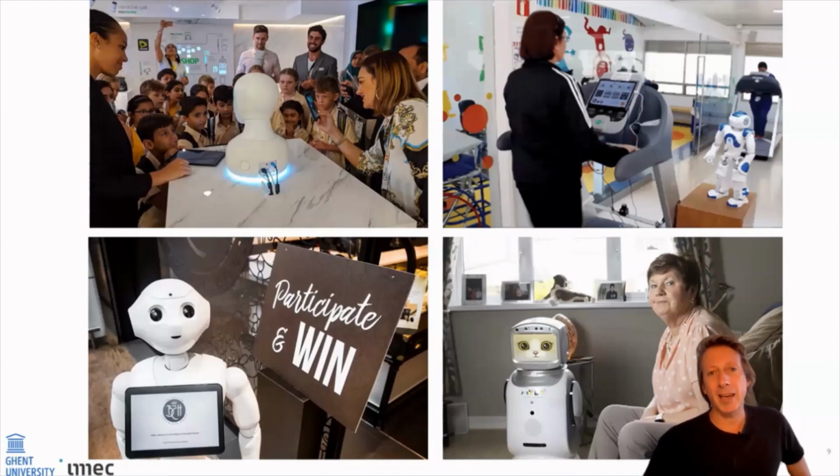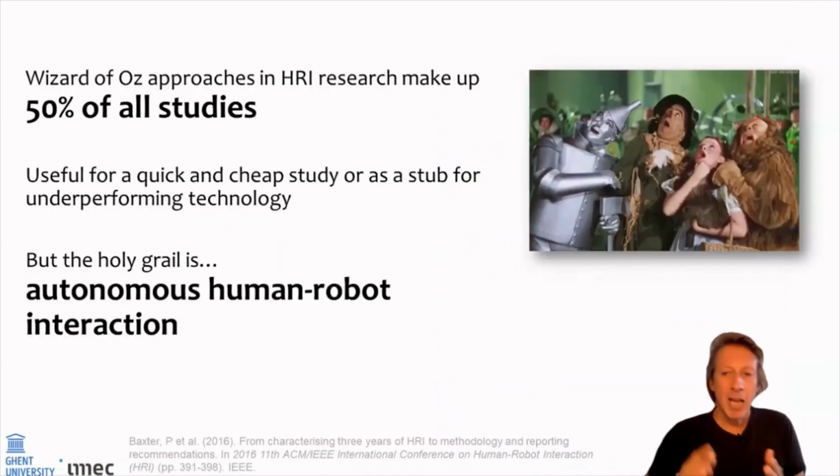But I think that what we really want is an open-ended interaction. This is kind of the dream, isn't it? But if you look at research in human-robot interaction, you're going to see that about half of research studies still use Wizard of Oz. So the robot is teleoperated by a human operator. Now that's fine for some applications.